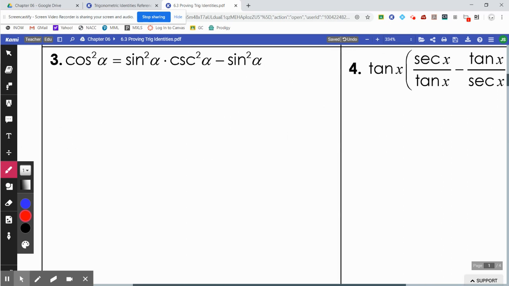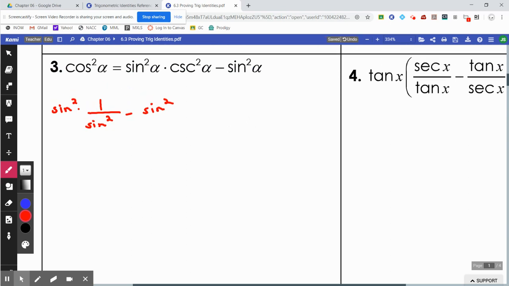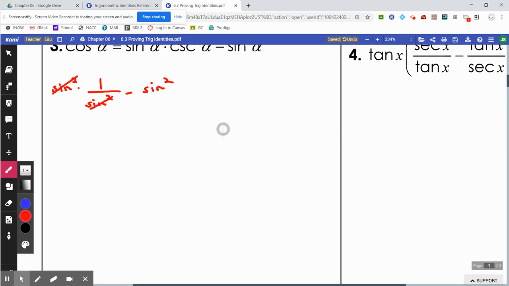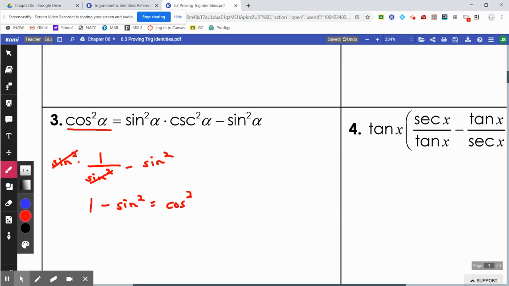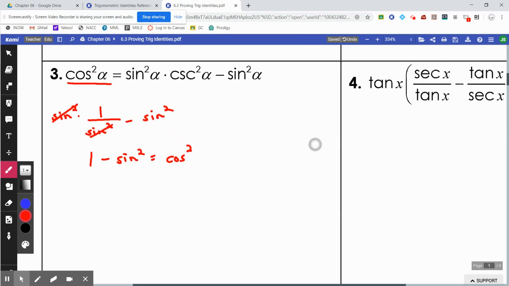Number 3. It's obvious on this one that I am going to be working with the right side. I have sine squared times cosecant squared, which we know is 1 over sine squared, minus sine squared. But this one will be fairly simple. Sine squareds here cancel whenever you're multiplying, and it leaves me with 1 minus sine squared. And by Pythagorean identity, I know that 1 minus sine squared is cosine squared, which does check out with what I'm trying to simplify it into.